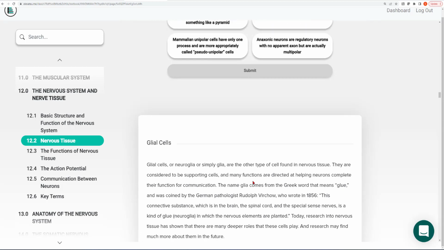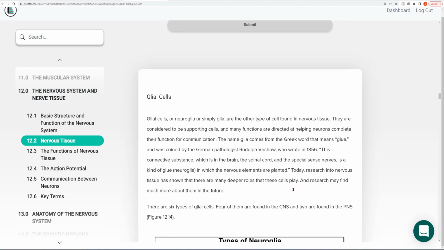So that's a neuron. Neurons are excitable. Neurons are the electrical zinging cells in your nervous system. Neurons are found both in the CNS and the PNS. Now the other cells of the nervous tissue are the glial or the neuroglial cells, and these are the glue cells that are going to hold everything together.